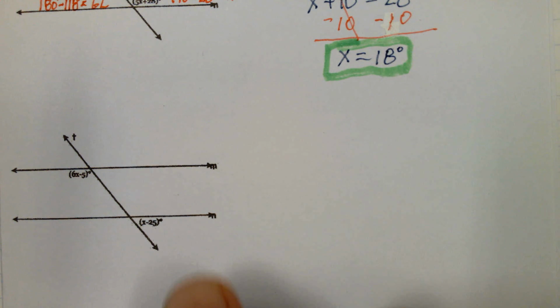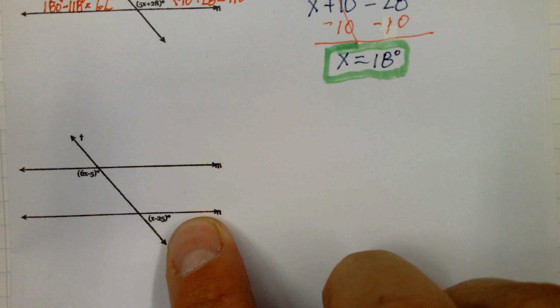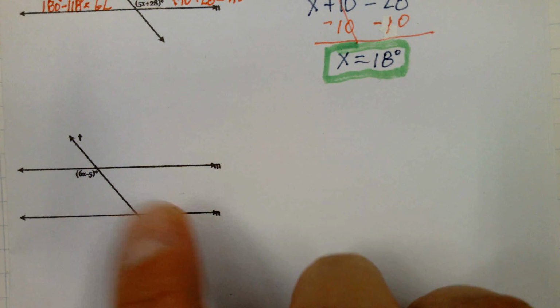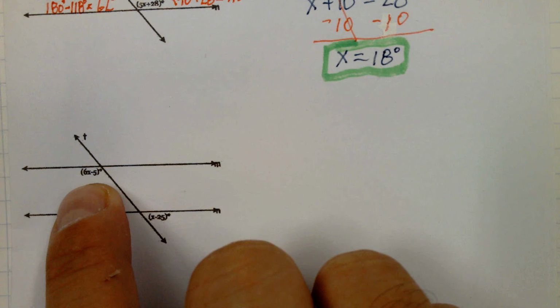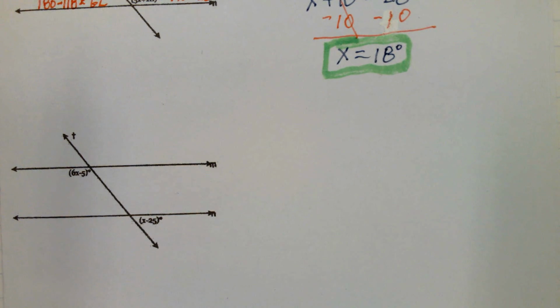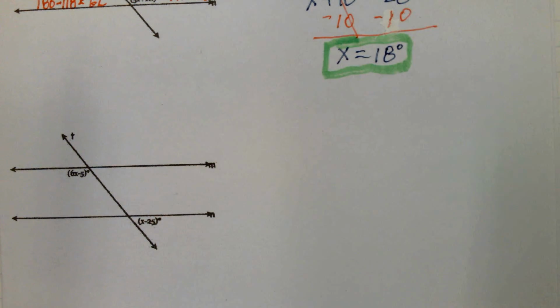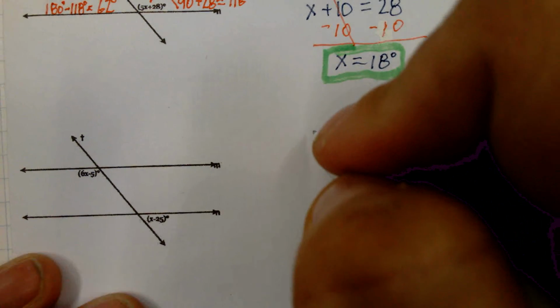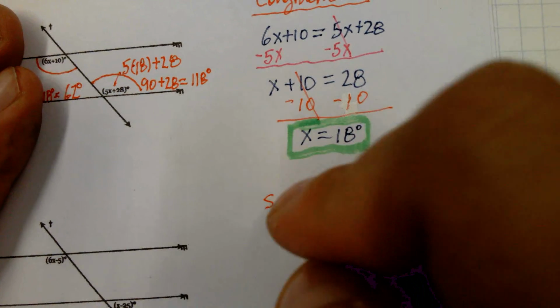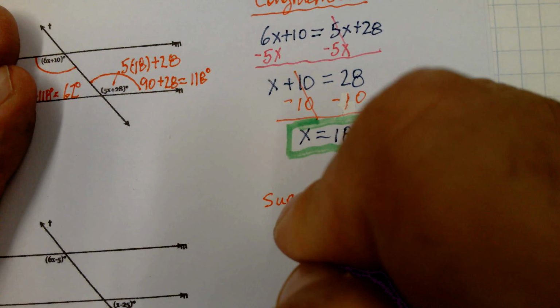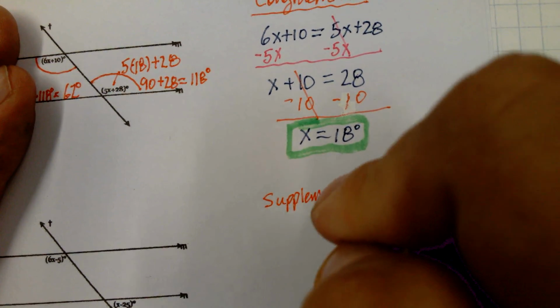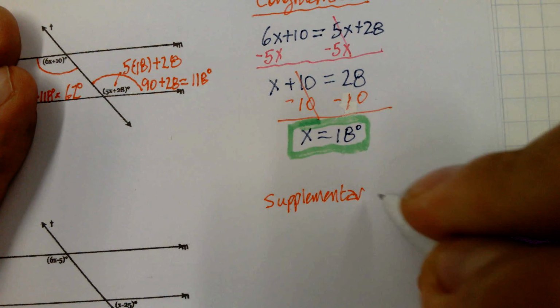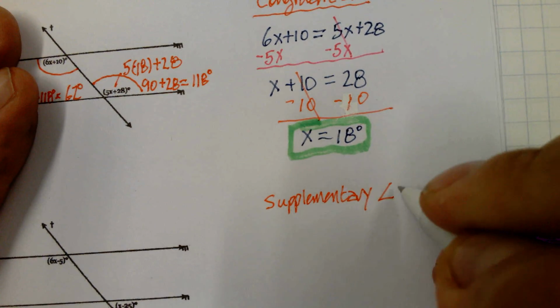This one is acute or obtuse? Acute. And this one is acute or obtuse? Obtuse. So we got one of each. What does that mean? Supplementary or congruent? Supplementary. These are supplementary. Like the first one. Remember, this tells us they add up to 180.